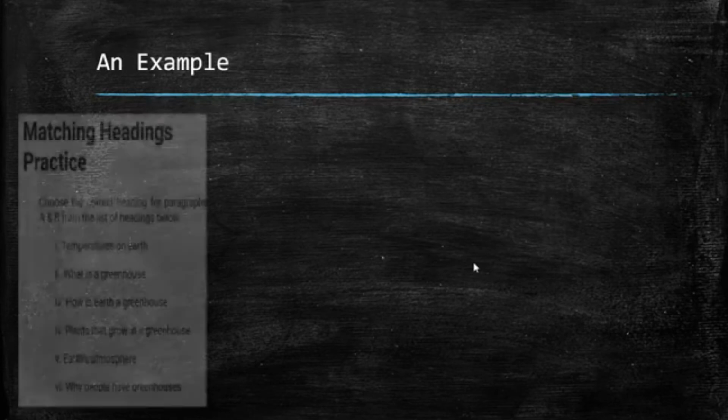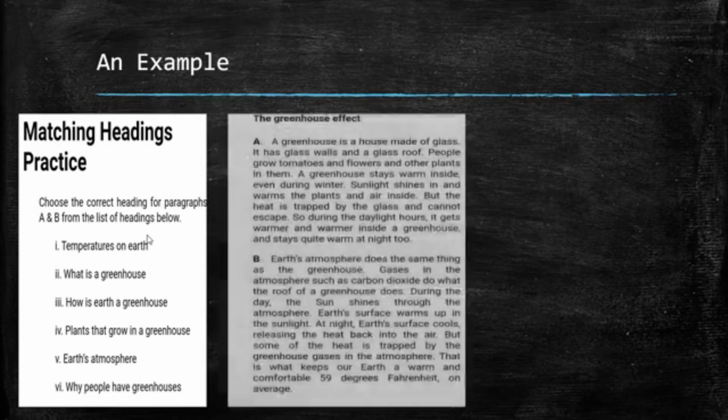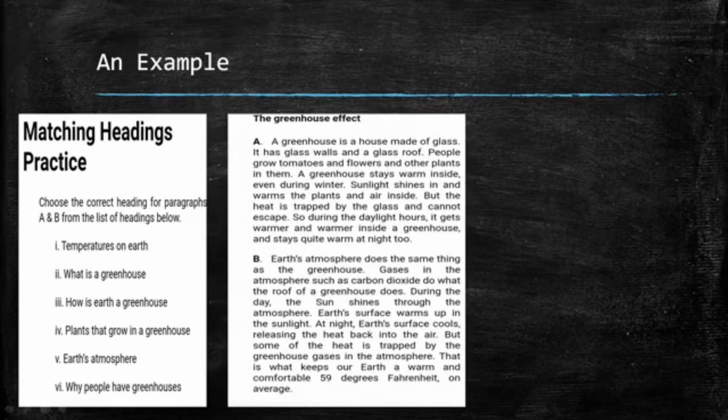Now let's have a look at an example. So this is how we get questions. We get a list of headings. Like if you can see here, there are 6 headings we do have, and we need to choose the correct heading for paragraphs A and B. Okay? So just have a look at this. Now these are the 2 paragraphs we have, and for these 2 paragraphs we have to choose 2 particular headings out of these 6.